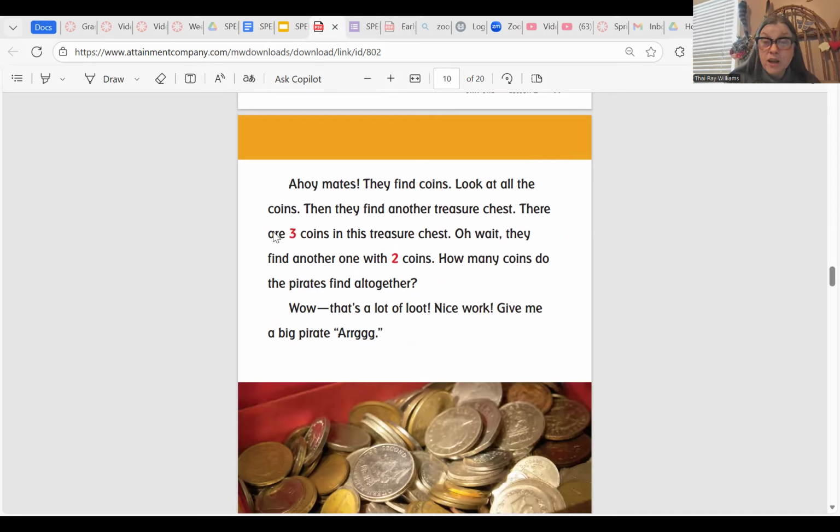Then they find another treasure chest. There are three coins in this treasure chest. Oh, wait. And then you might have the treasure chest and put out three coins in it. Oh, wait. They find another one with two coins. How many coins do the pirates find all together? Wow, look. That's a lot of loot. Nice work. Give me a big pirate R.